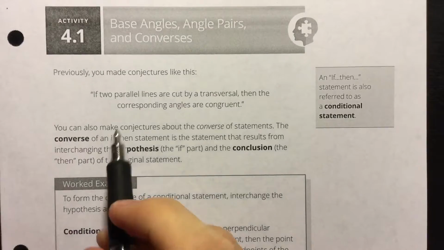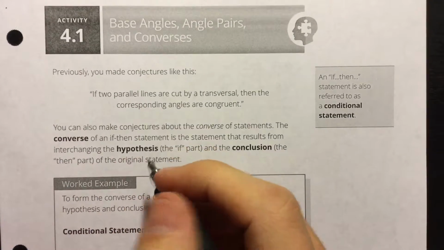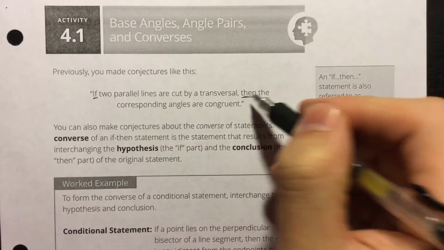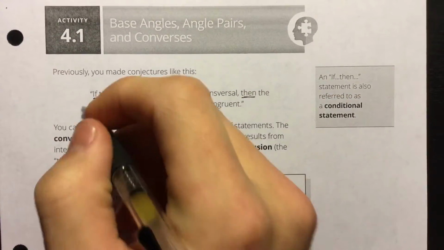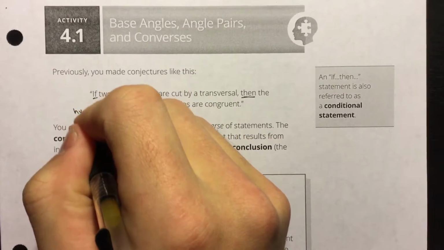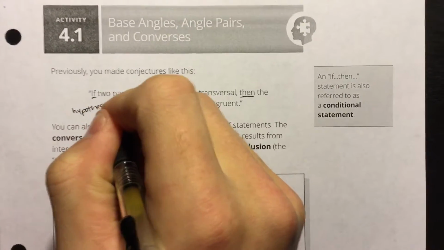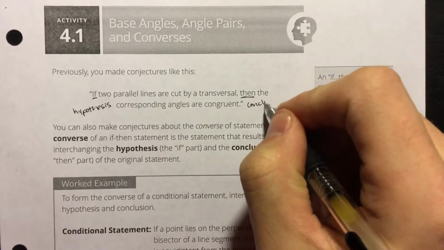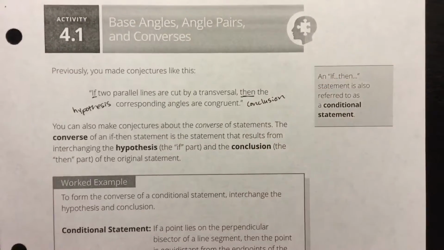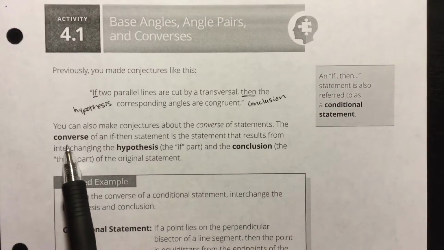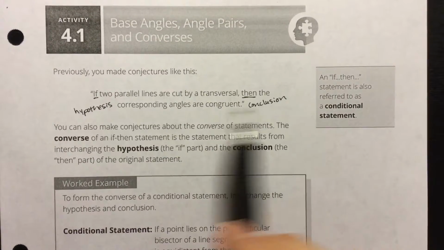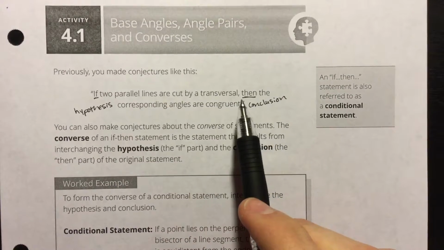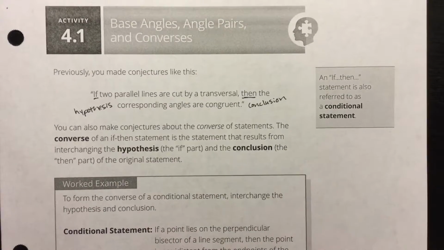So this type of statement is called an if-then statement because we have an if something happens, then another thing happens. The if part is also known as the hypothesis, and the then part is also known as the conclusion, right? So the converse of a statement is just taking those two parts and flipping them. We'll go ahead and do it right now.